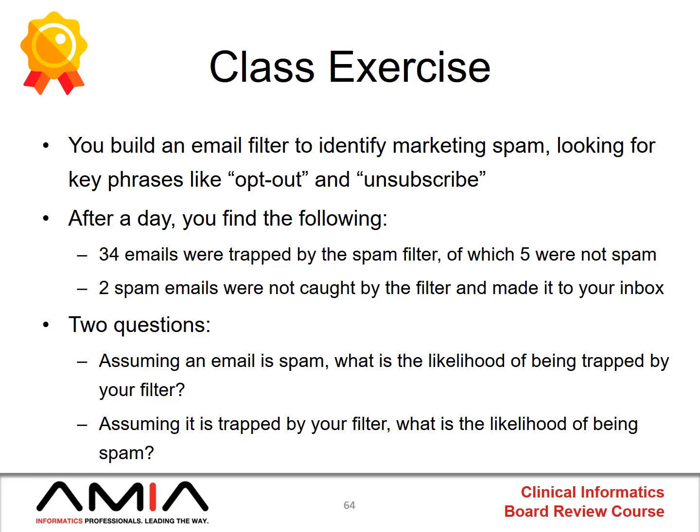So I've crafted my filter such that it looks for these keywords, and after a day of running the filter, what I find is that 34 emails were trapped by the spam filter, of which 5 were not actually spam. So in other words, 5 were false positives. And there were 2 spam emails that were not caught by the filter that made it to my inbox. So in other words, I had 2 false negatives. So I have 2 questions. One is that assuming that an email is spam, what is the likelihood of being trapped by the filter? And the second question is that assuming that it's trapped by the filter, what is the likelihood of it being spam? And here is where you can start to see the relationship between the 2x2 contingency tables and information retrieval. For example, sensitivity being equal to recall and precision being equal to positive predictive value.